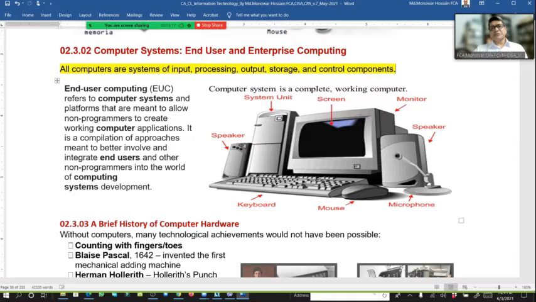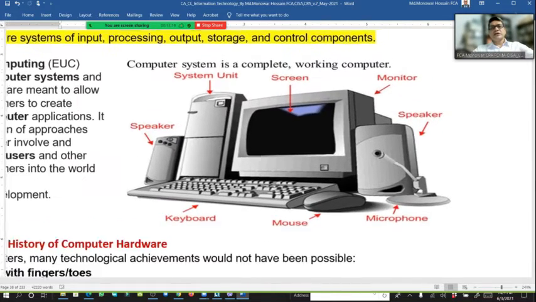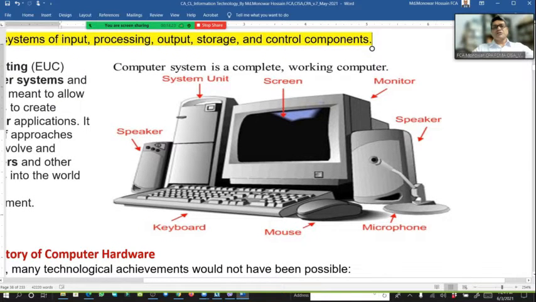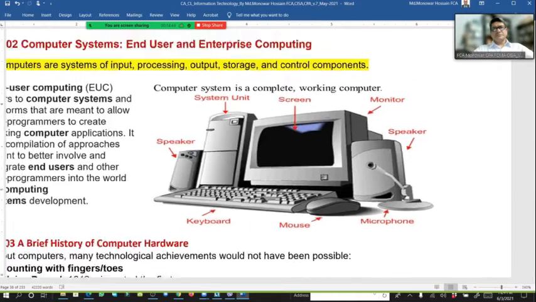A computer system is a complete working computer. For the system, you need this one here, which is also hardware: monitor, keyboard, speaker, microphone, mouse, etc. And within the monitor, there is the screen.